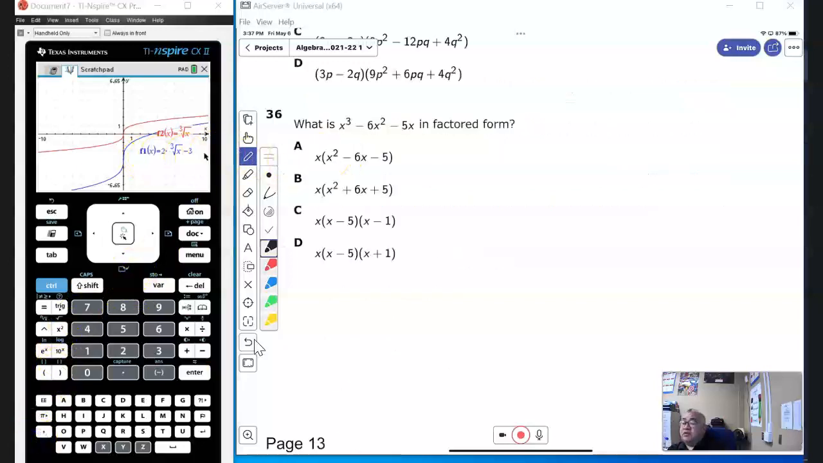Okay, we're still continuing with factoring. We have a polynomial that's raised to the third power. You want to find the common factor. In this case, it's x. So you have x squared minus 6x minus 5.